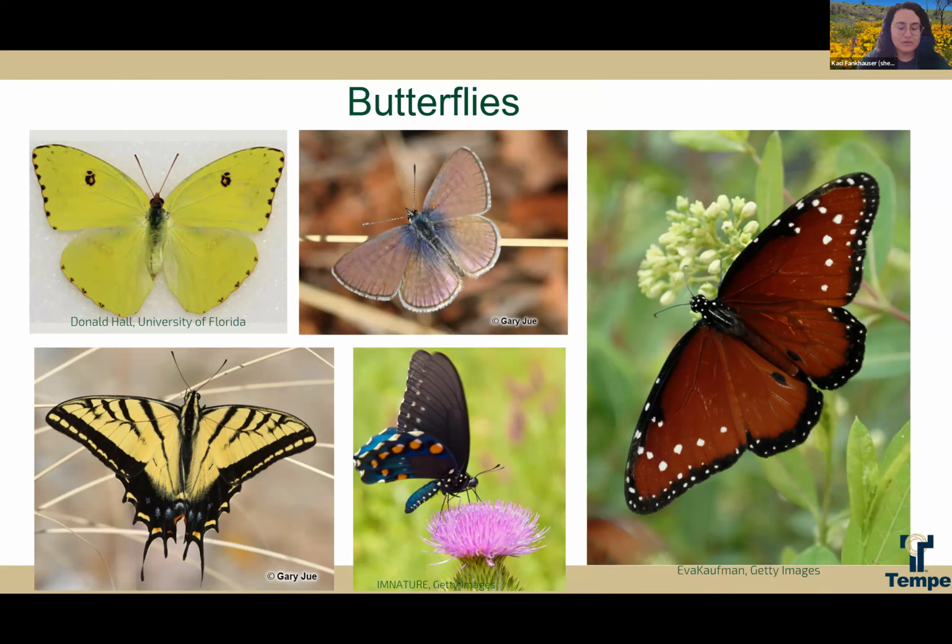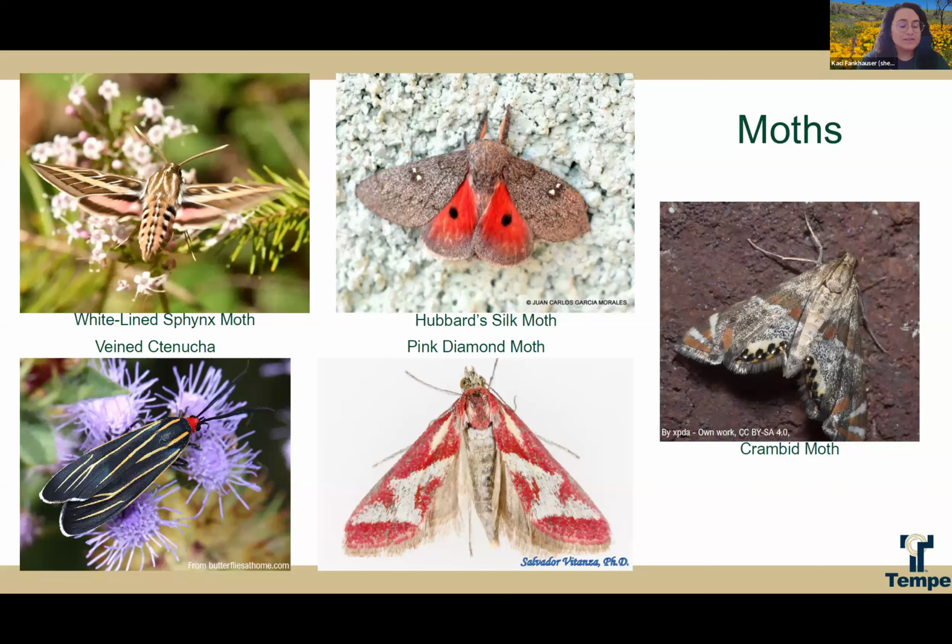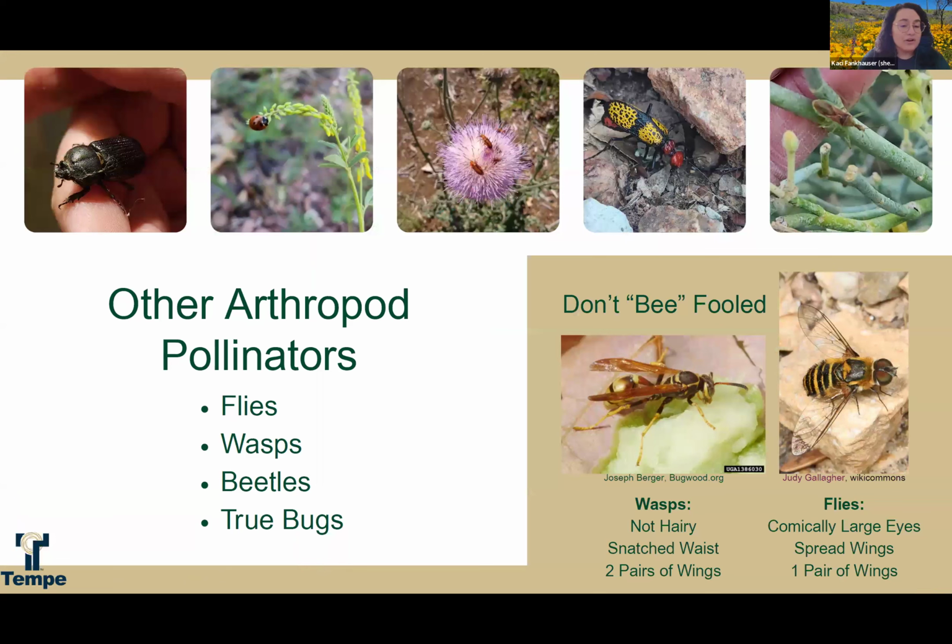Butterflies, we have an incredible biodiversity of butterflies here. Moths, all somewhat underappreciated, but we also have a really awesome biodiversity of moths here. And then other arthropods are also pollinators. So flies, wasps, beetles, even true bugs like aphids. The assassin bug on the upper right is a true bug.